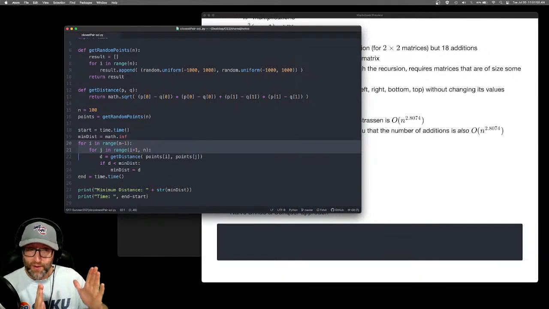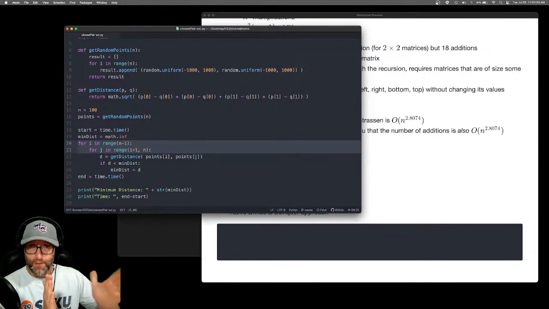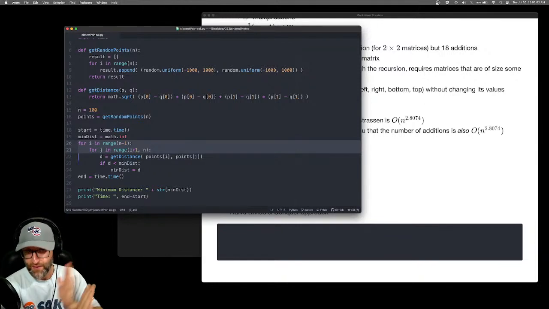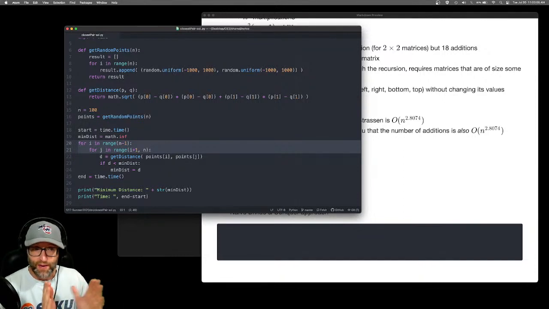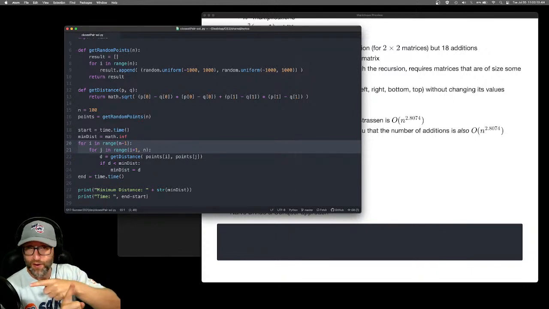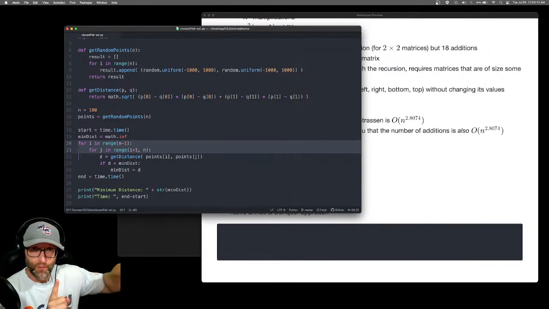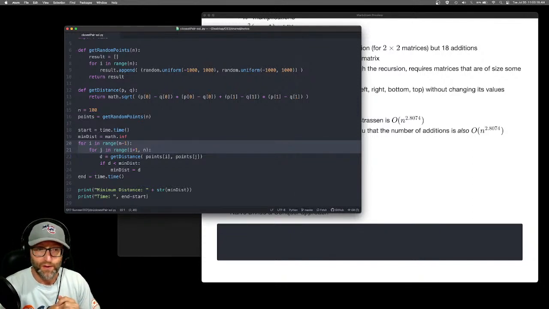Why did we do that? Because a to b and b to a give us the same distance, so we don't want to compute that twice. And that's why if we're looking at point i, then we don't look at all the points before it. Instead, we look at all the points forward in the list or the array or however you're storing these things.